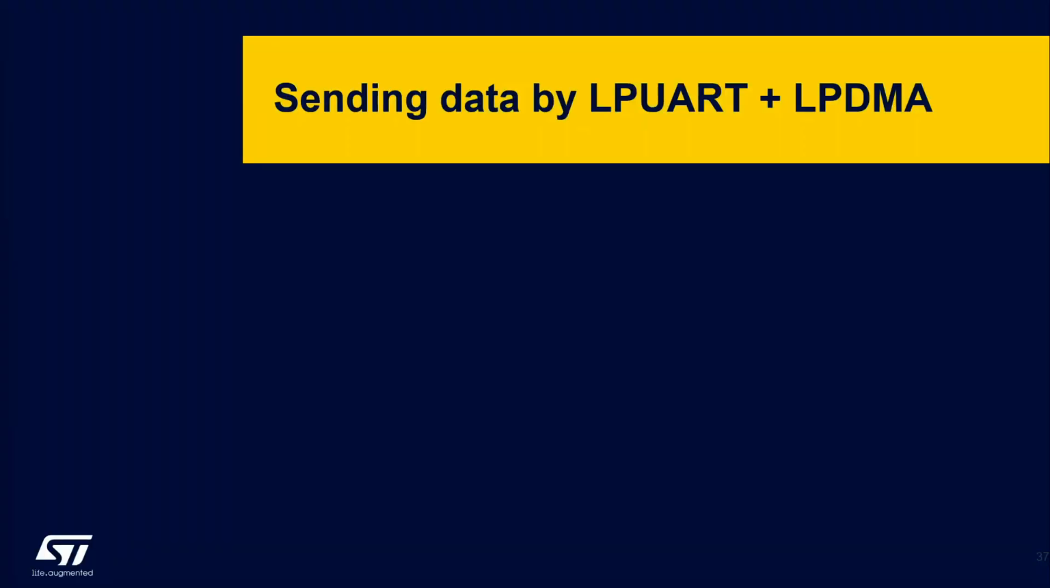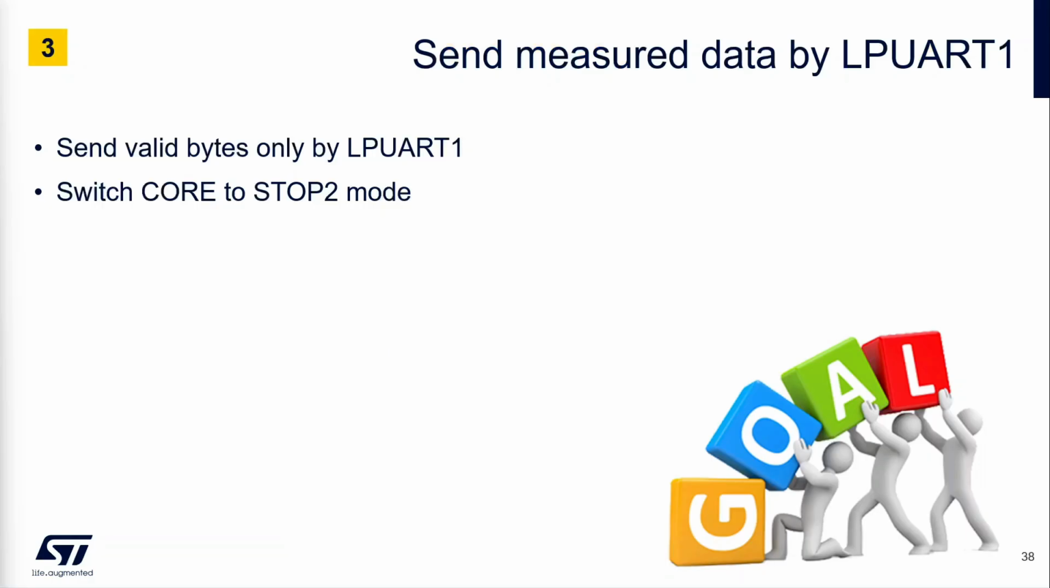In the last section of hands-on, we will send the measured data to low power UART, and at the end we stop the core. We have stored data as 32 bits, but only 16 bits are valid. Then we will send only the data which are necessary, and as I say, we will stop the core to stop 2 mode.